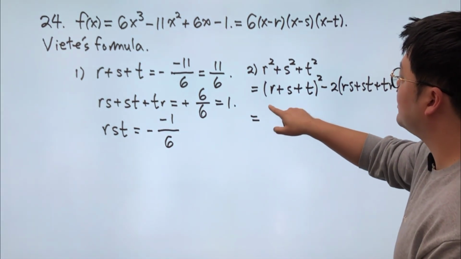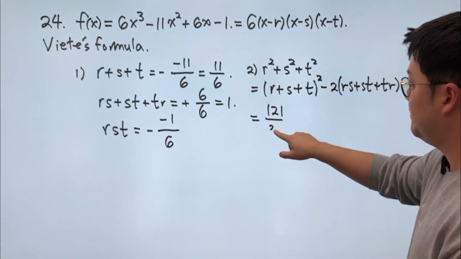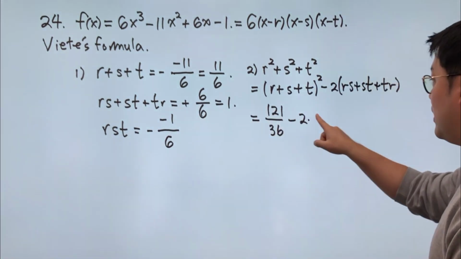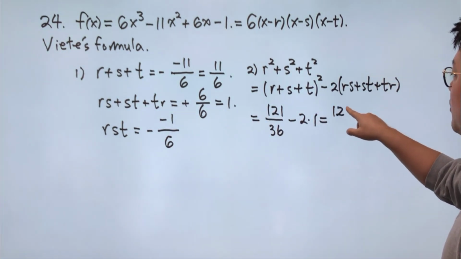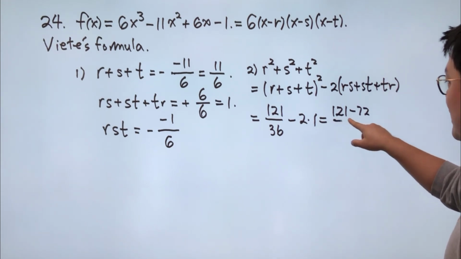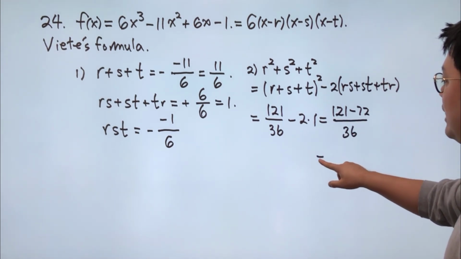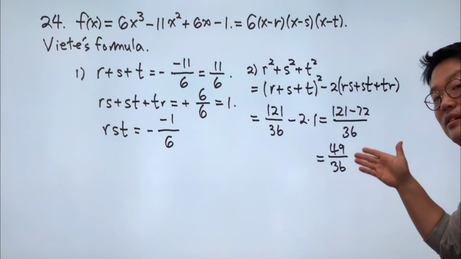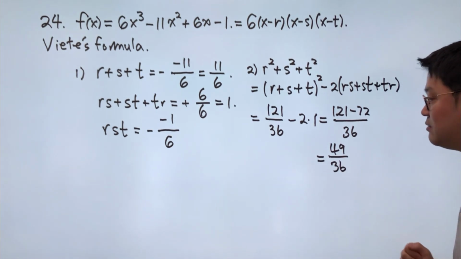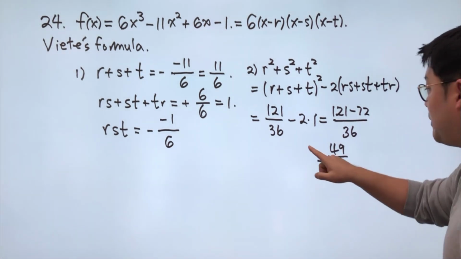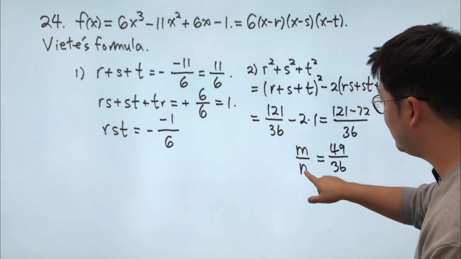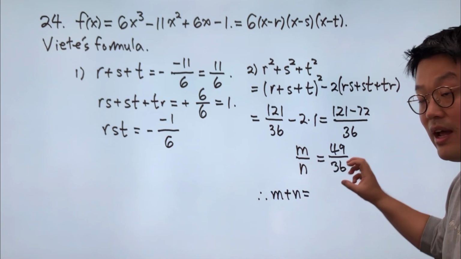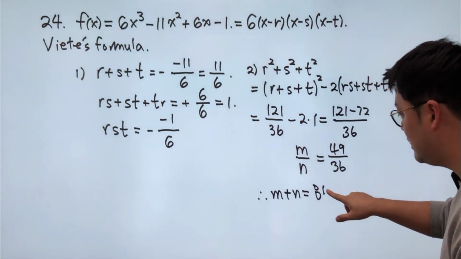So, all right, what is this? 121 over 36. And I'm taking out 2 times 1. So I get 121 minus 72 divided by 36, and we get 49 over 36. None of them is divisible, so they are relatively prime. So this must be m over n, which we wanted. The solution we wanted was m plus n, so we just add these two numbers, which becomes 85.